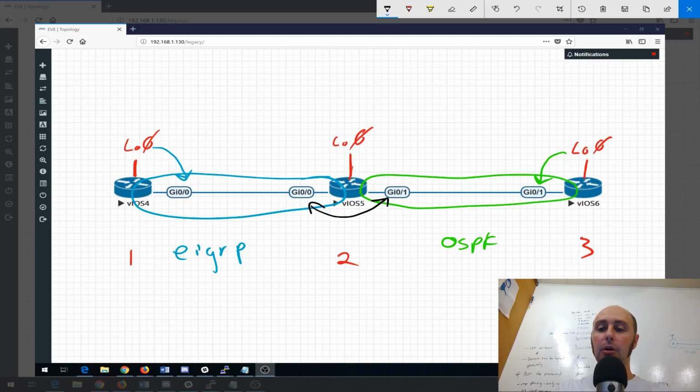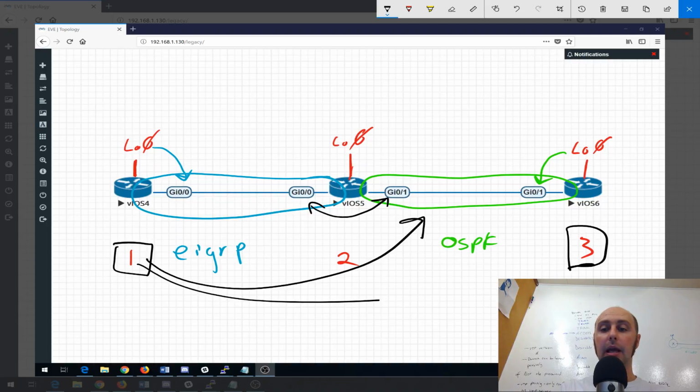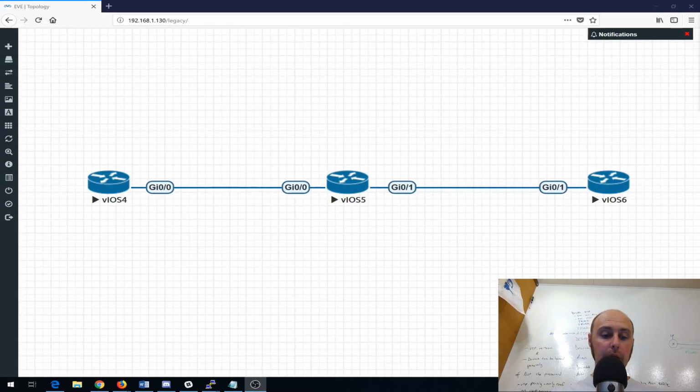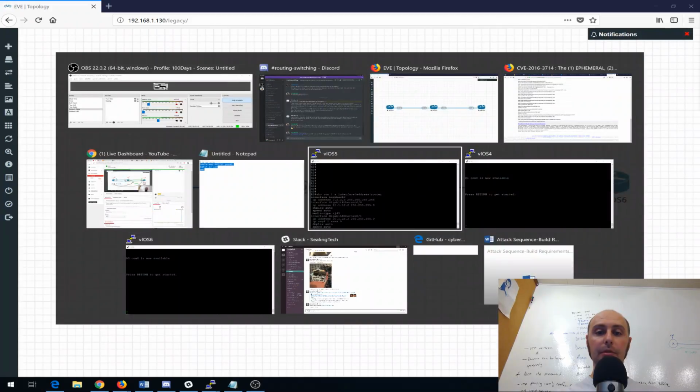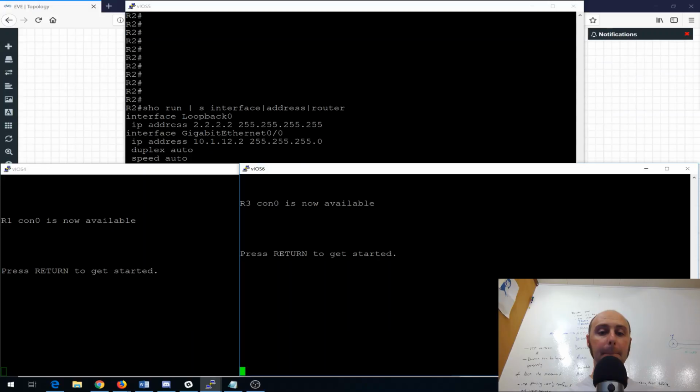So right now, router 3 should be able to see and ping this link and the loopback. It should have full reachability. And likewise, router 1 should be able to see this link and be able to ping the loopback, and should have full reachability across the topology. So I'll just go ahead and pull up the devices and show that now.